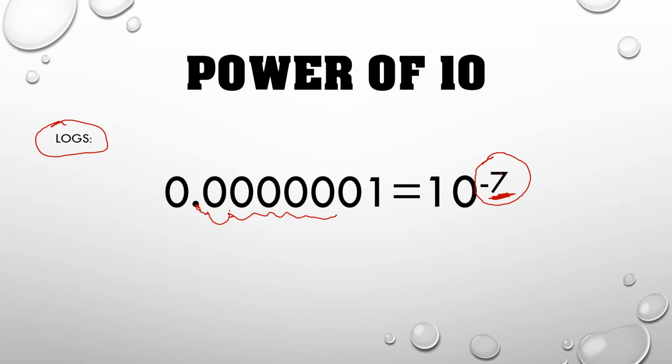So here's the decimal point. 1, 2, 3, 4, 5, 6, 7. This last number right here is just going to be the 1, because remember this total thing is 1 times 10 to the negative 7th. If this were 9 times 10 to the negative 7th, this would be a 9 down here. So let's erase this. Okay.